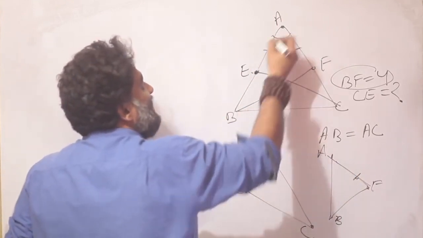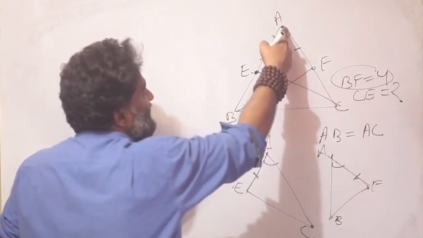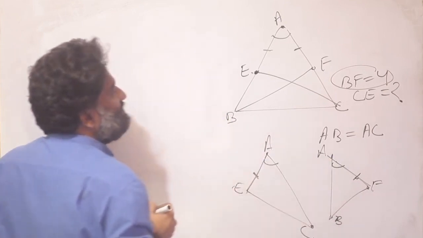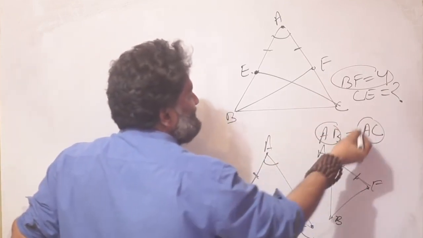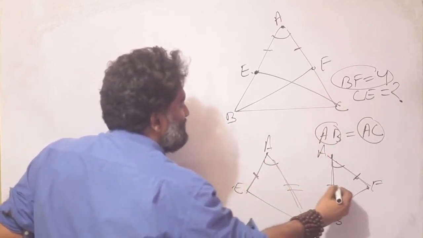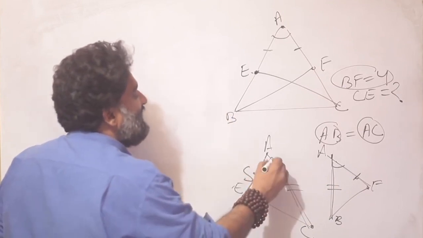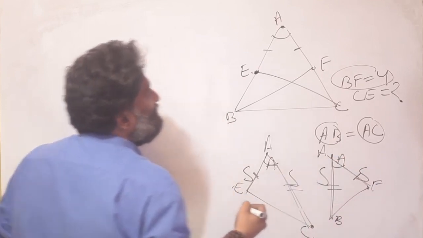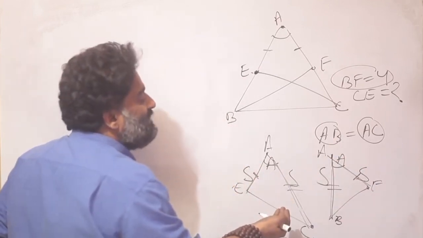Moreover, angle A is common to both the triangles. Angle AEC as well as angle AFC, angle A is common. Furthermore, I also know that AB is equal to AC, that means these two sides are also equal to each other. Now very quickly, side angle side are equal to each other. That means these two triangles are also going to be congruent to each other.